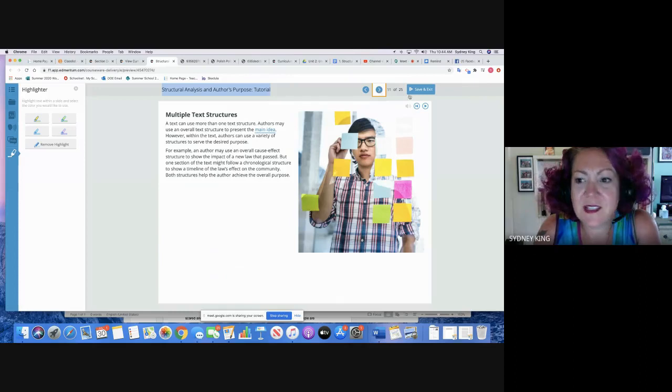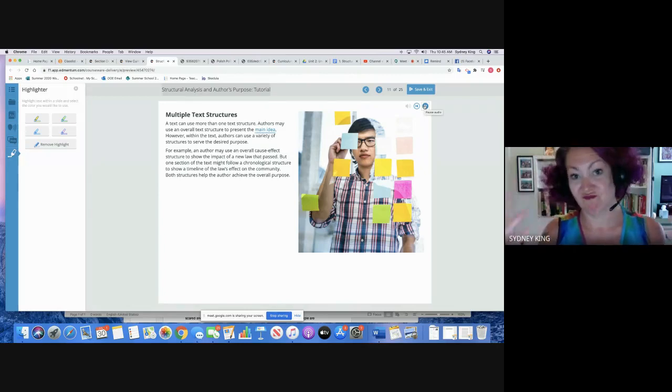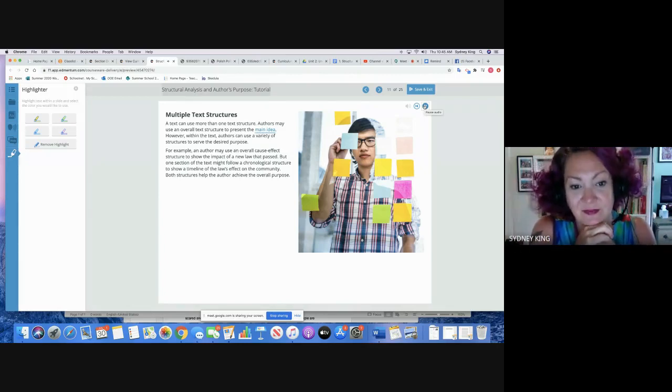All right. This is an interesting idea. Multiple text structures. Let's just read this. A text can use more than one text structure. Authors may use an overall text structure to present the main idea. However, within the text, authors can use a variety of structures to serve the desired purpose. For example, an author may use an overall cause-effect structure to show the impact of a new law that passed. But one section of the text might follow a chronological structure to show a timeline of the law's effect on the community. Both structures help the author achieve the overall purpose.